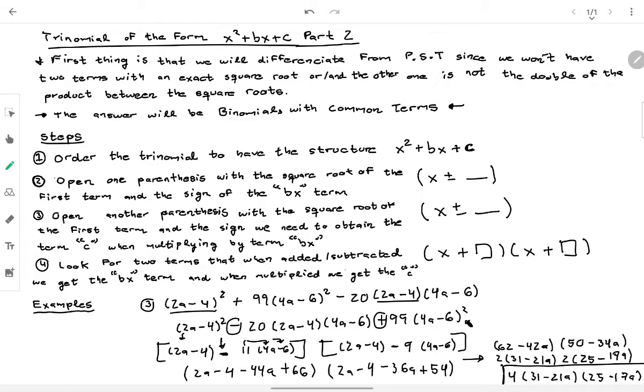So it doesn't matter that we have something between parentheses. If we get a trinomial of the form x² plus bx plus c, we can solve it by looking for two numbers that added give the bx term and multiplied give the c term. So it's up to you to look for those numbers. So that will be it for trinomials of the form x² plus bx plus c.